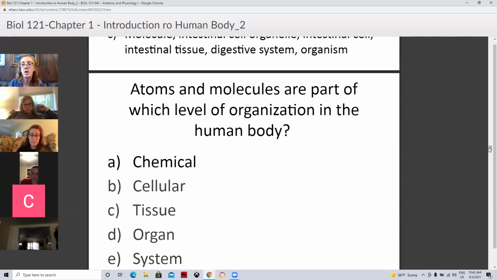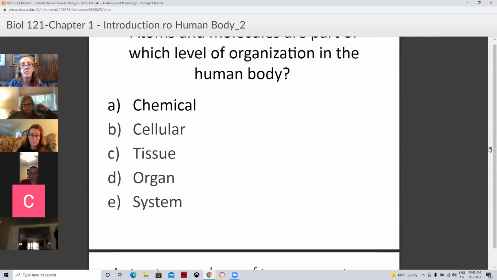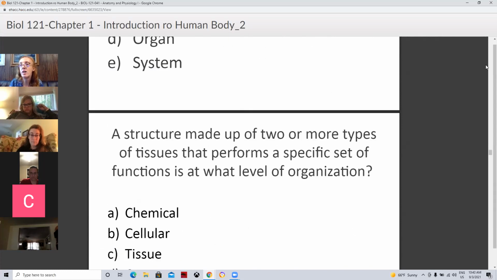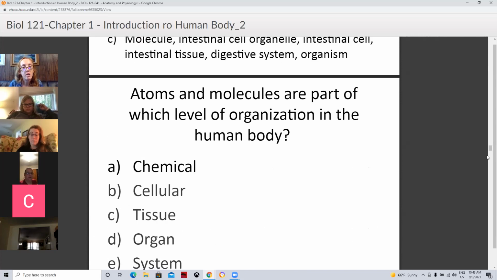Atoms and molecules are part of which level of organization in the human body? B, cellular. I would say chemical. Oh, I would say chemical for this one. Is it because they're creating the reactions that are needed for the next level? Correct. Yes.